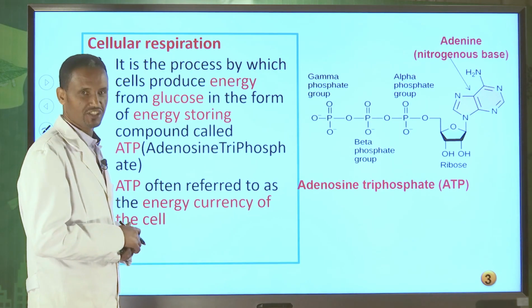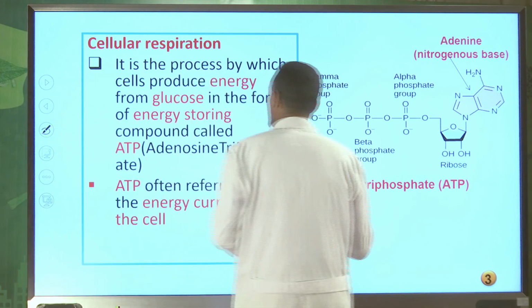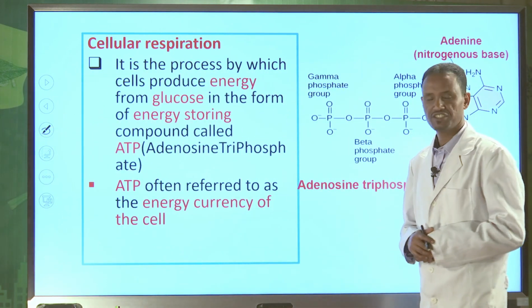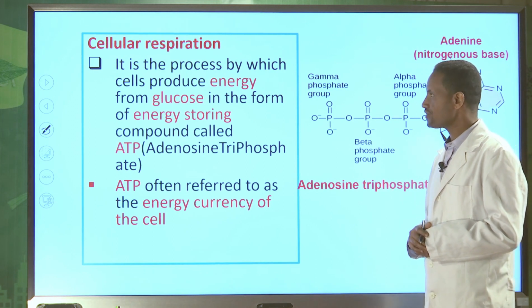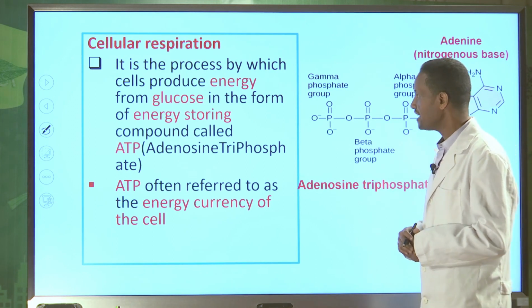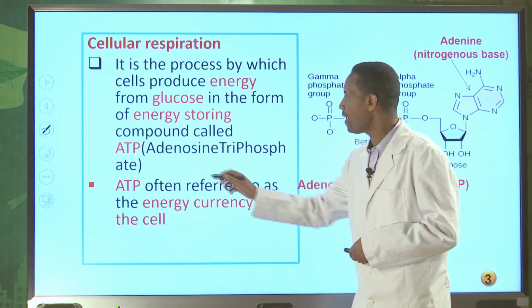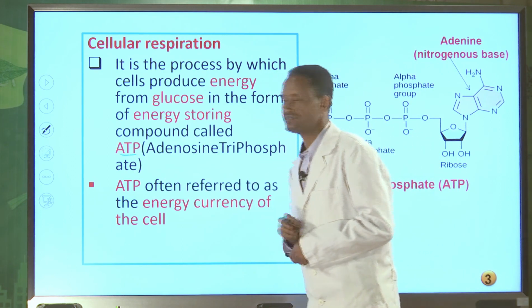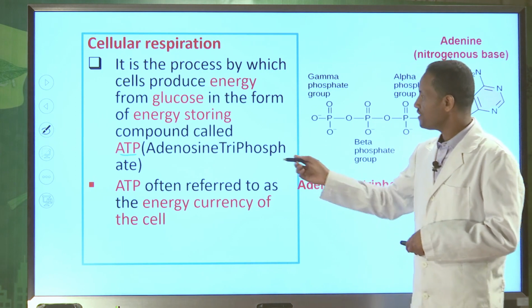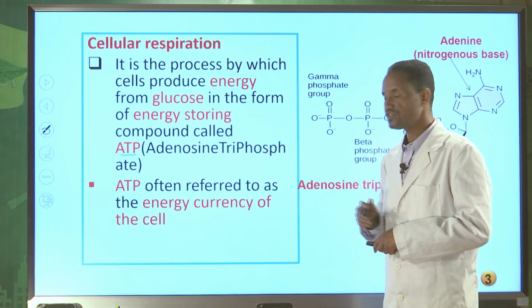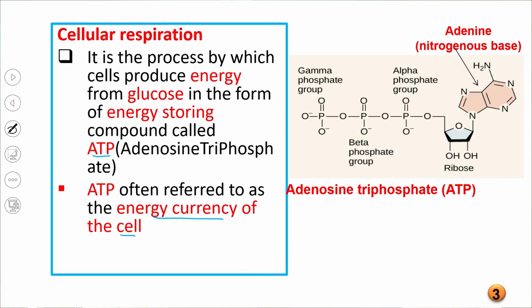Cellular respiration. Cellular respiration is the process by which cells produce energy from glucose in the form of an energy storing compound, which is ATP. This ATP is called adenosine triphosphate. Here, ATP is often referred to as the energy currency of the cell. That means the cell can use its ATP as the source of energy.